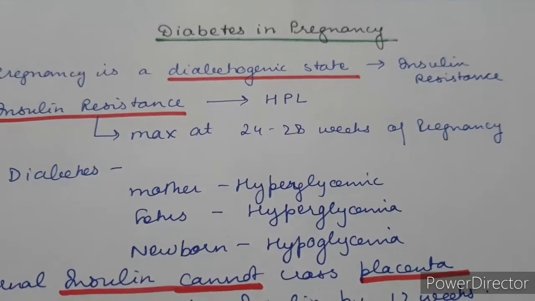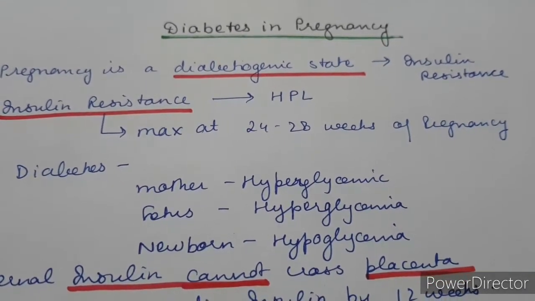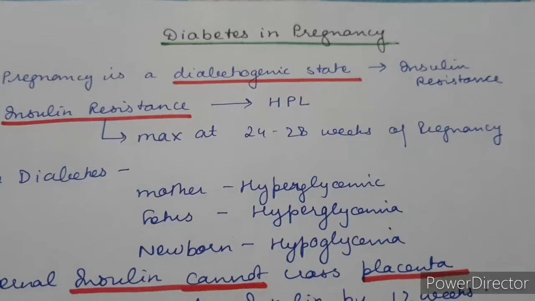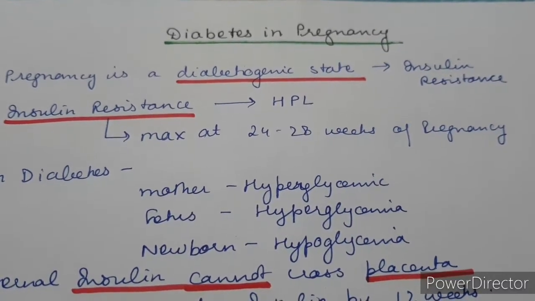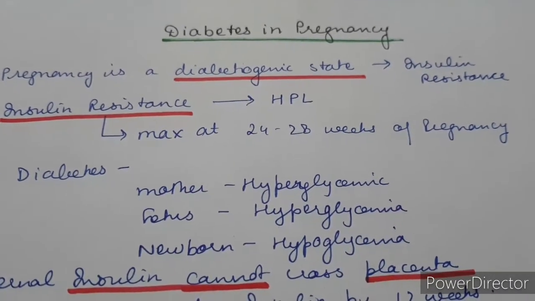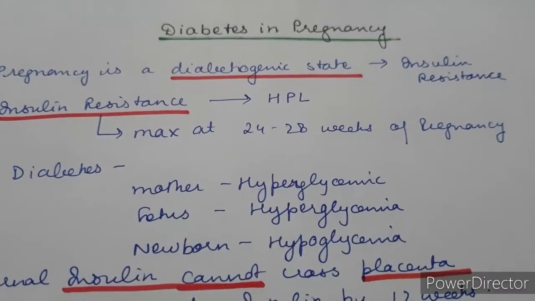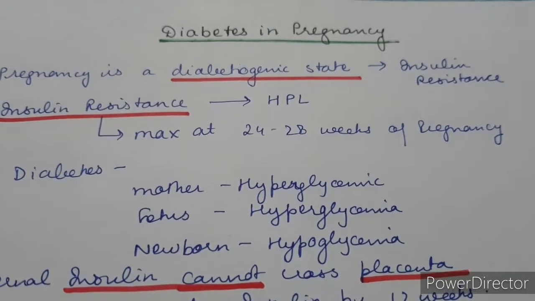Today we'll be talking about diabetes in pregnancy. It is a very important topic, just like hypertensive disorders in pregnancy. So pregnancy is a diabetogenic state. What happens here is insulin resistance. That means although the insulin is present, it is not acting.